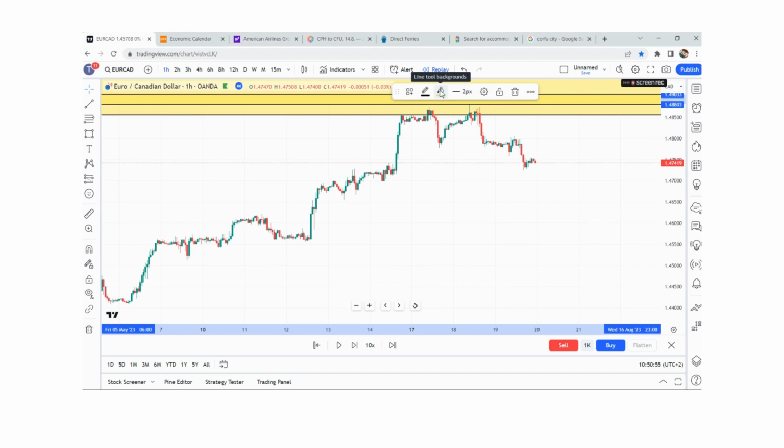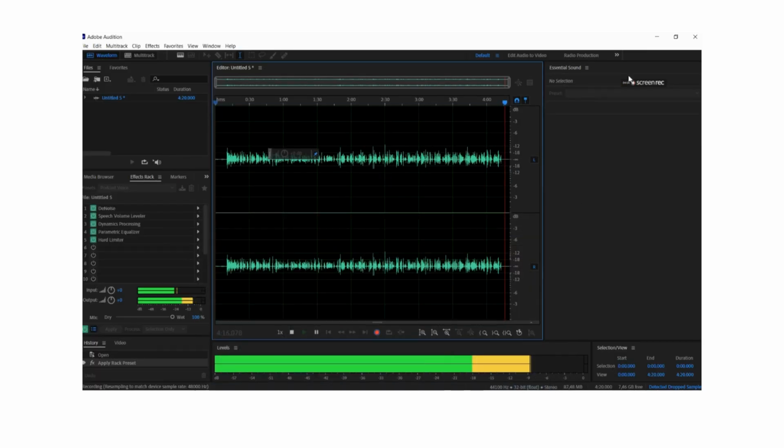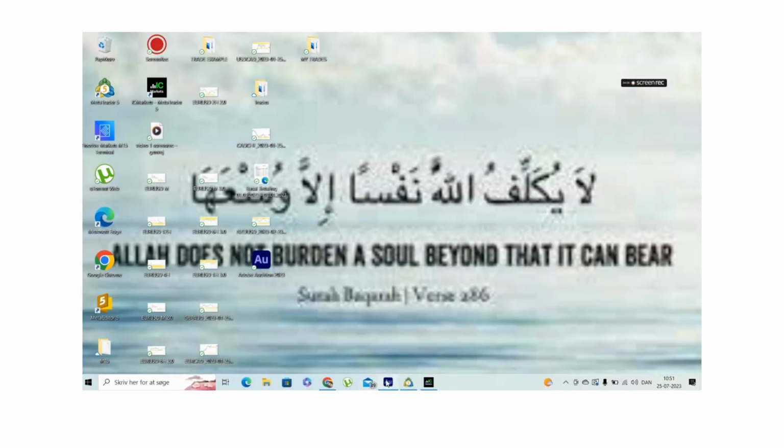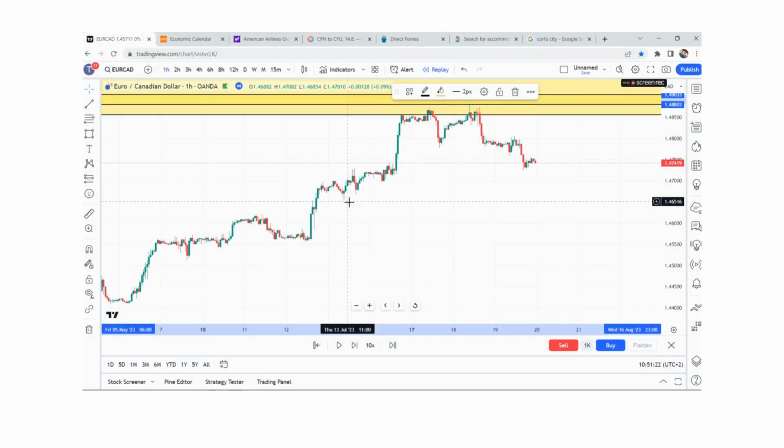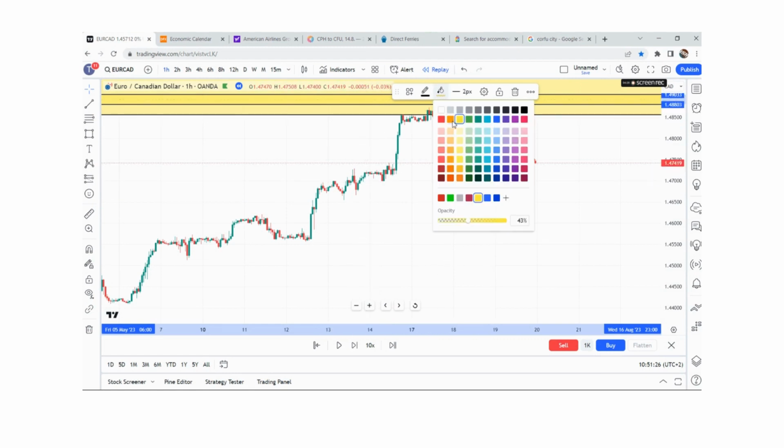And my MetaTrader is making some noises. Let me remove it. One moment. I will remove my MetaTrader so it doesn't disturb us. Just like that. And we are back on the chart. Sorry for that.